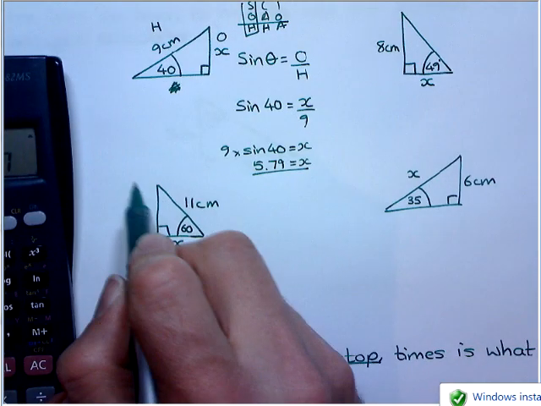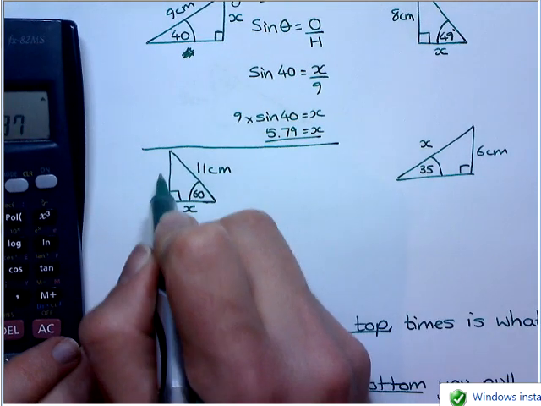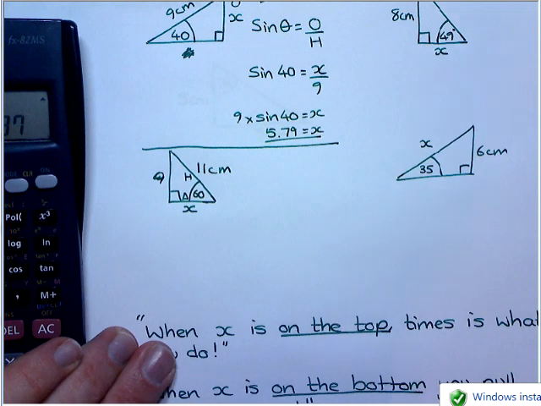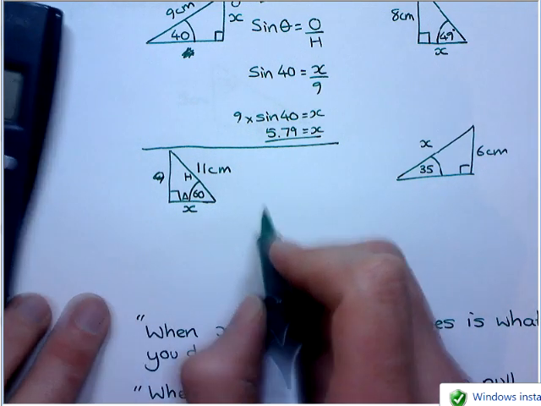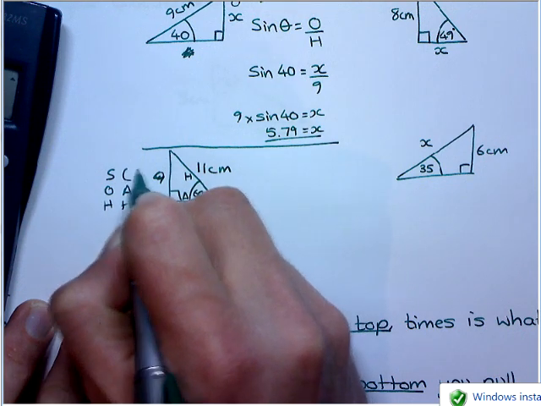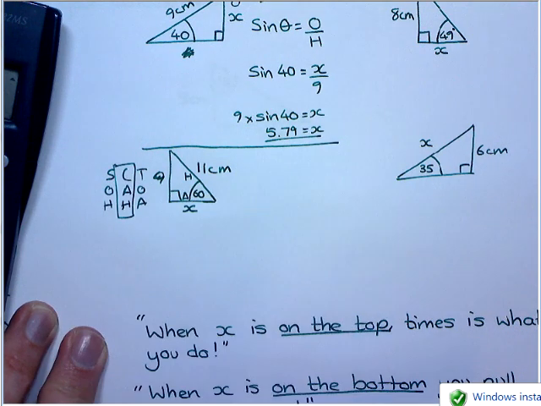Now let's do the same for this one. I'm going to just put a line there to separate it. So we do the same again. We've got the opposite there, the hypotenuse there, and the adjacent. So the opposite's got nothing to do with it. So if I write my SOHCAHTOA, it's the A and the H, so it's this one.